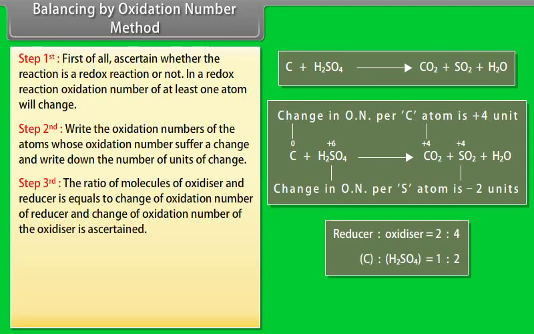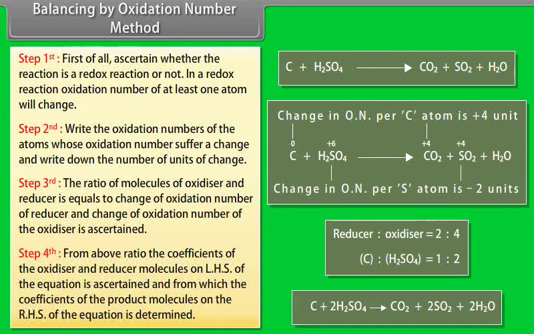Step third. The ratio of molecules of oxidizer and reducer is equal to the change of oxidation number of reducer and the change of oxidation number of the oxidizer. If the ratio is not a simple one, make it simple. Step fourth. From the above ratio, the coefficient of the oxidizer and reducer molecules on the LHS of the equation is ascertained, and from this the coefficient of the product molecules on the RHS of the equation is determined.